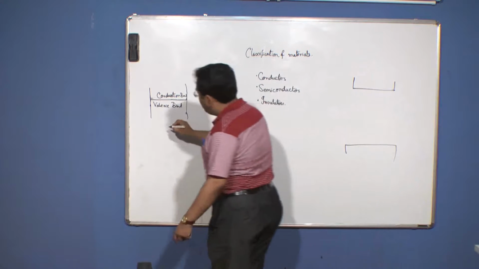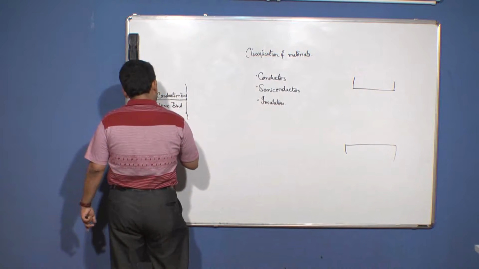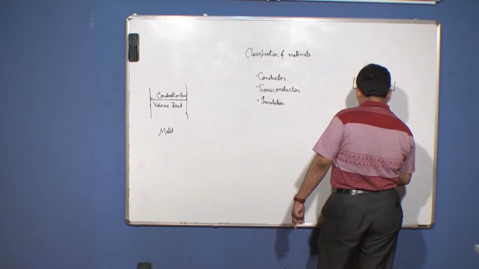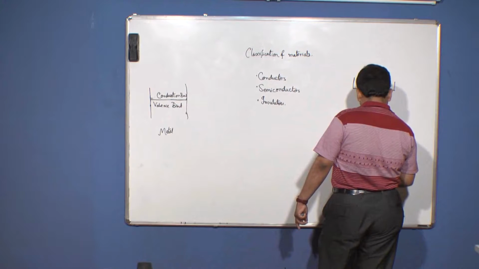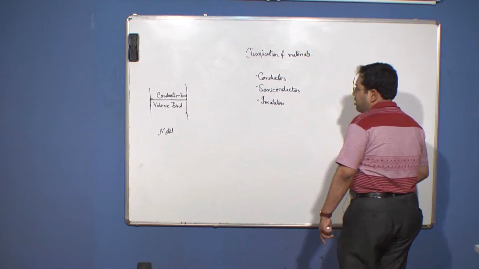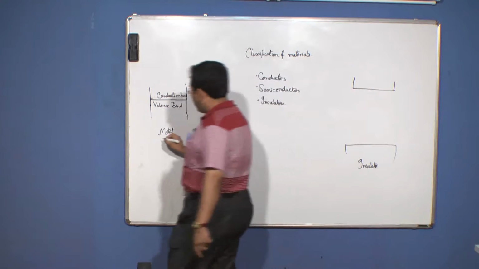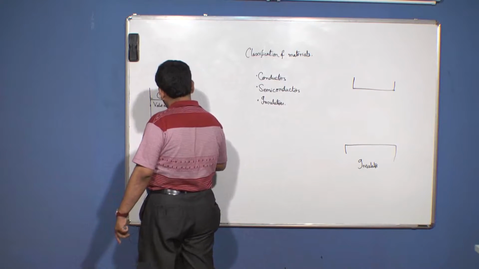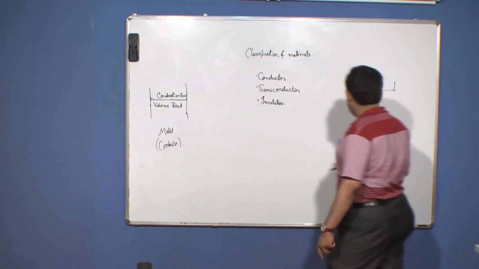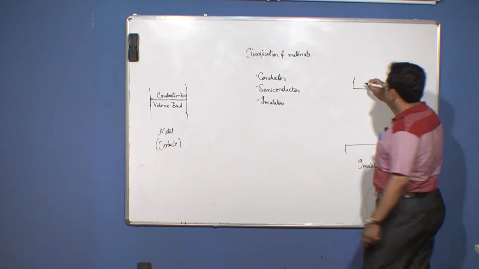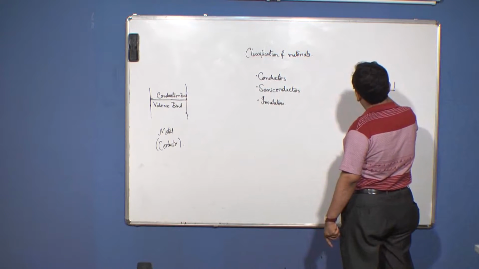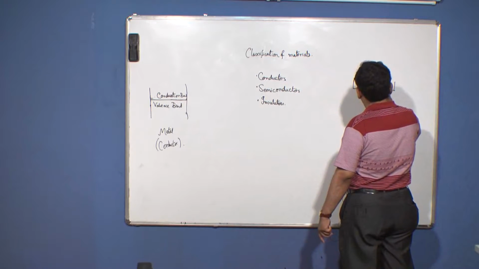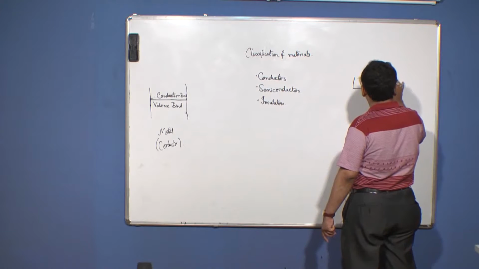insulator. So, this is the energy band diagram for metal. This is the energy band diagram for insulator. Metal, let us write within brackets conductor for ease of understanding. So, for insulators, as you can see, there is a wide band gap between the valence band and conduction band.